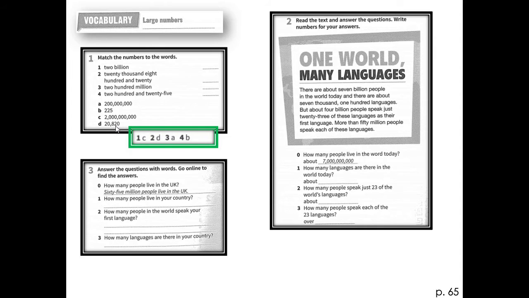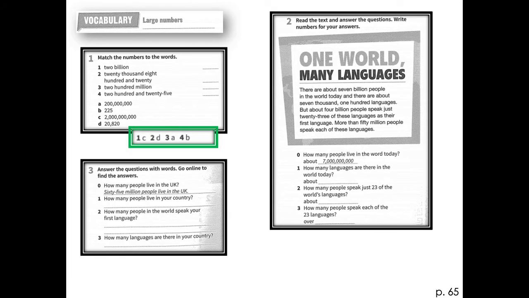20,820. Number 3, 200 million. So 1 million has 7 digits. 200 million here has 1, 6, 7 digits also here. So 7 digits. Answer is A. Number 4, 225. So the answer is B for number 4.